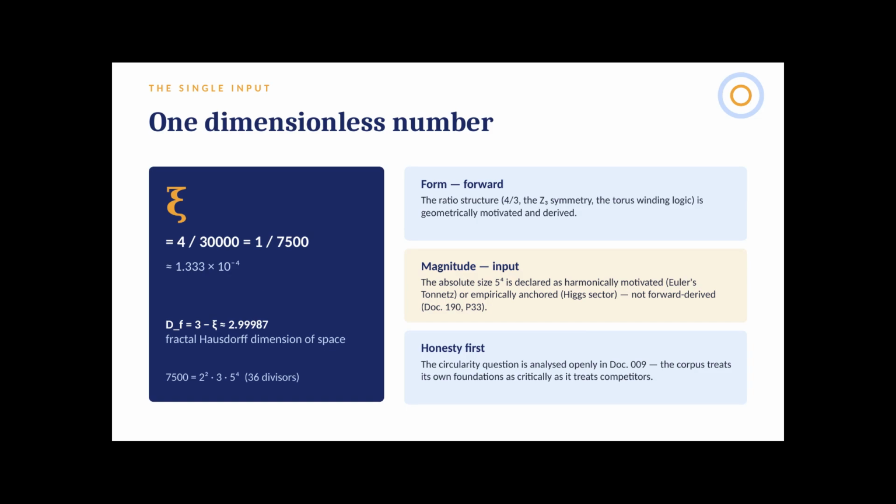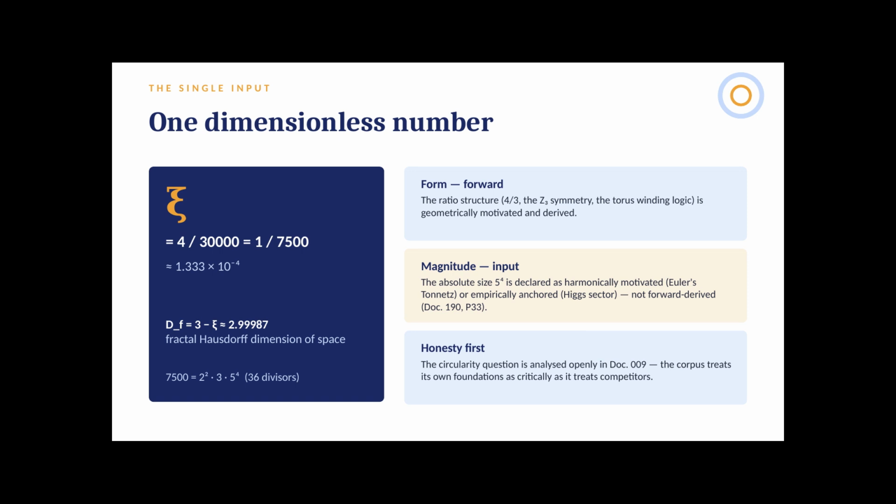Slide 2. Everything starts here with one number. We call it Greek x. That's the Greek lowercase x letter, and it's tiny: 4 divided by 30,000, which is 1 over 7,500, roughly 1.3 times 10 to the minus 4. From Greek x we get the fractal dimension of space, written df equal to 3 minus Greek x, so just a hair under 3, about 2.999.